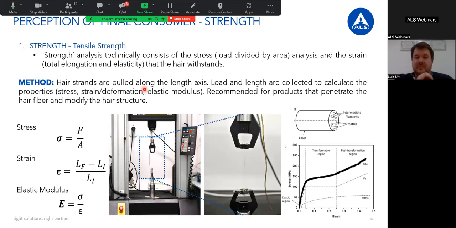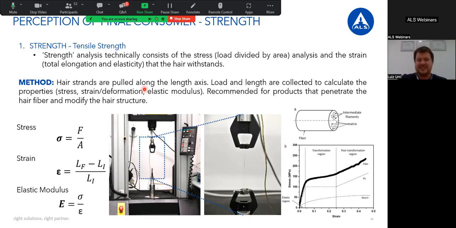But there's a problem, a big problem, because the final consumer won't perceive, won't understand the hair strength in this way. You won't see any consumer using a treatment and then being in front of a mirror and pulling his or her own hair using fingers to pull the hair and see, oh, my hair is not breaking too much. So therefore, my hair has more strength.